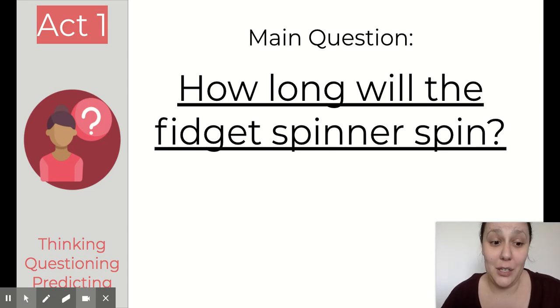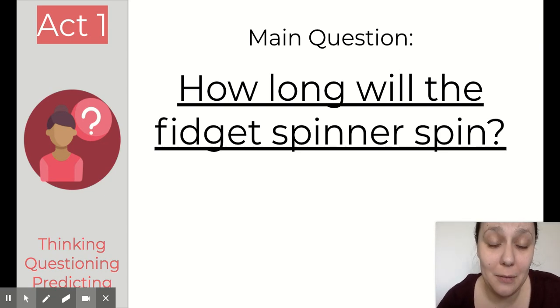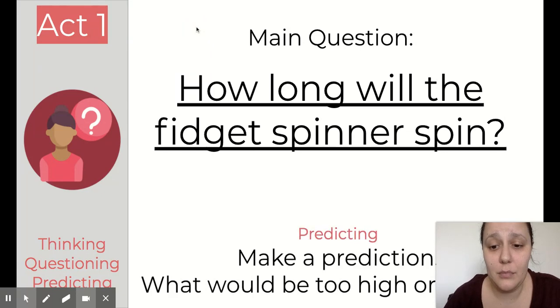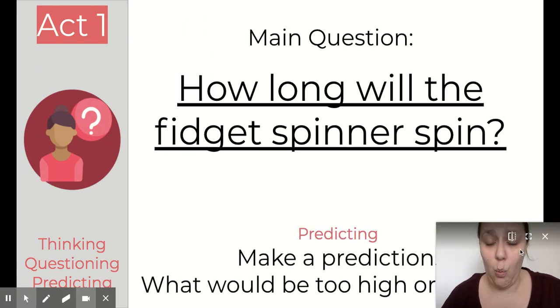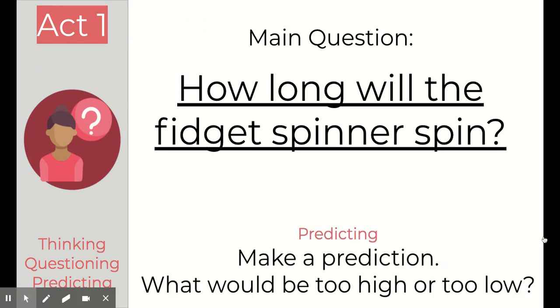Now, in Act 1, we also make a prediction. So, make a prediction. How long do you think it's going to spin? And then, what do you think would be too long? Like, it definitely isn't going to go as long as this. Or what would be too low? Like, it probably did pass this amount. Get ready and answer.